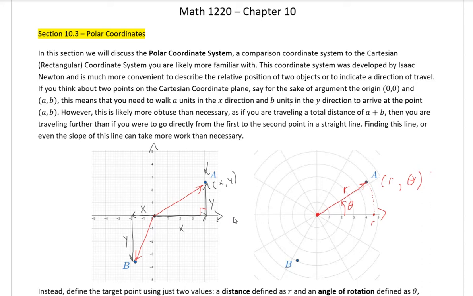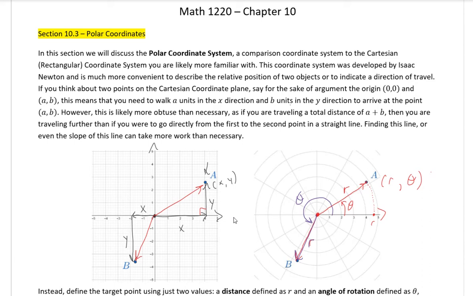The same again applies for B. All I need to do is figure out how far I need to travel. Maybe I'll do this one in purple. So how far do I need to travel, and how much of an angle measure do I need to spin in order to be facing in that direction?